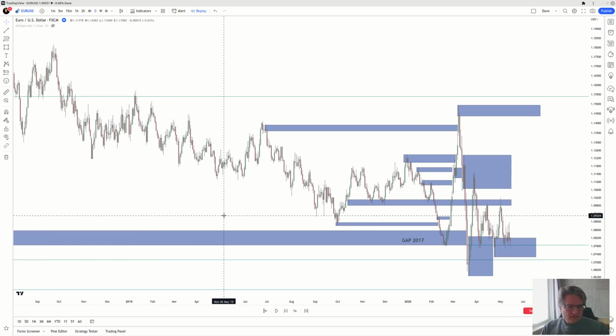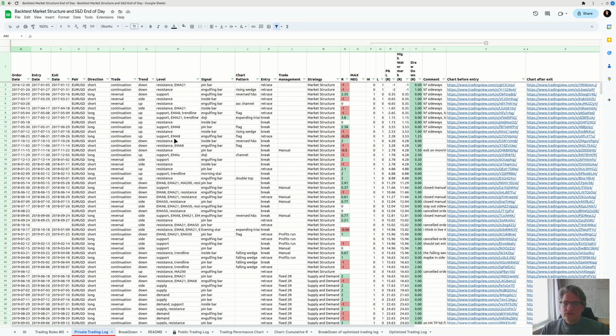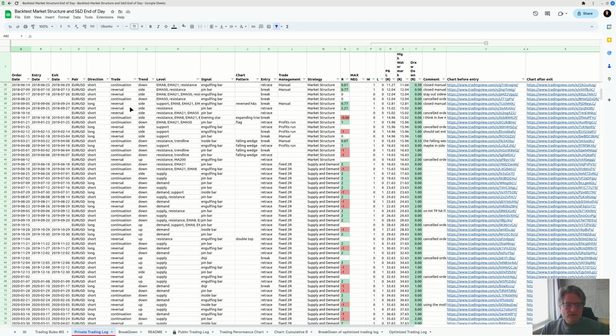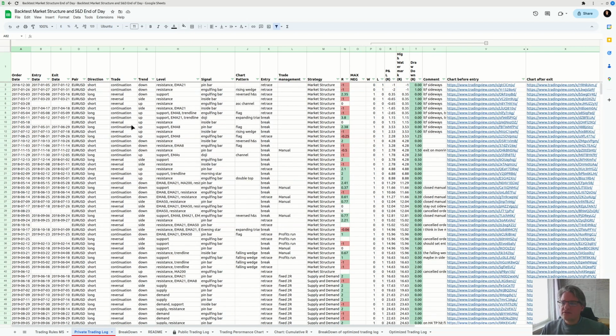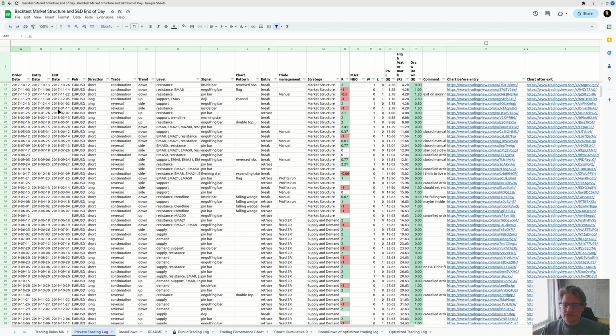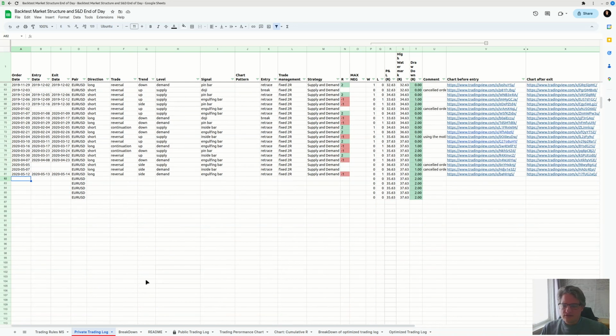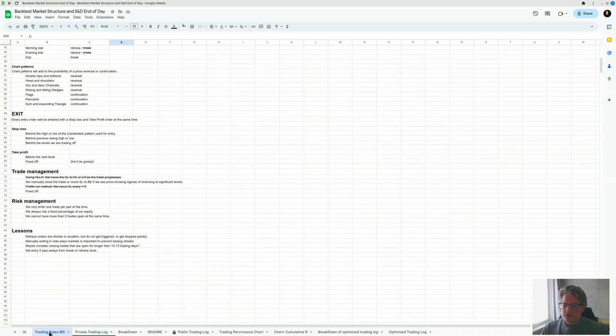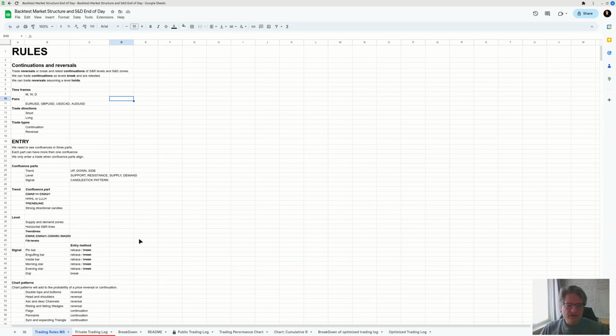So I backtest my strategy using TradingView with the replay function. And I combine that with a spreadsheet that I keep in Google Sheets. So here's the spreadsheet. I've been backtesting this strategy for the Euro USD since 2017, and I will backtest this for several currency pairs, and I've written down some trading rules that this strategy will have to abide by.